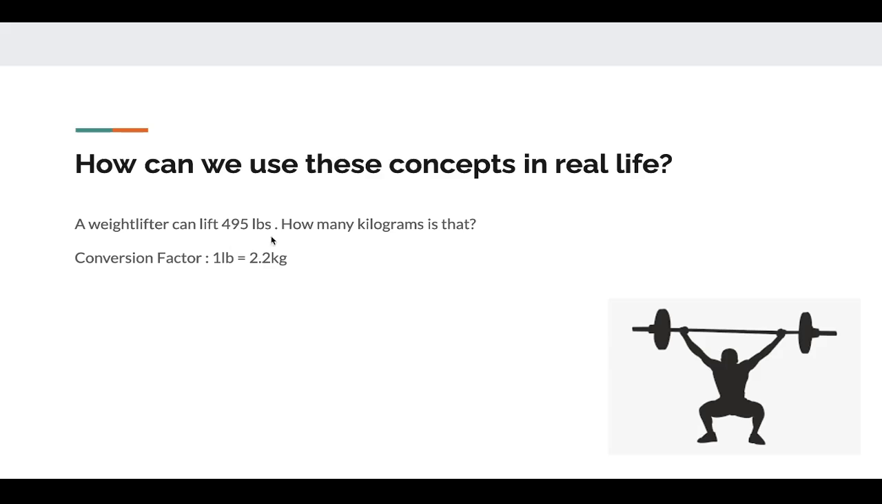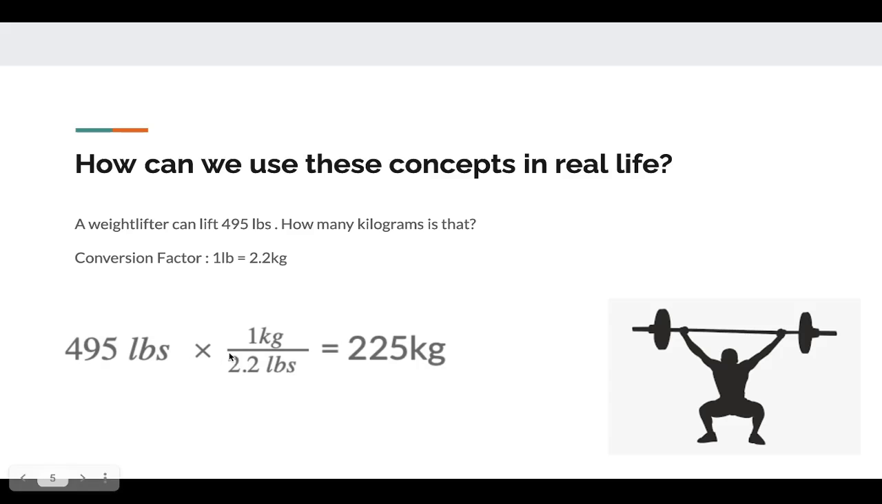So we're given 495 pounds. So we're going to start off with that. And we're going to multiply by 1 kilogram over 2.2 pounds. So what that does is it's going to cancel out the pounds, and we're going to get our final result in kilograms.